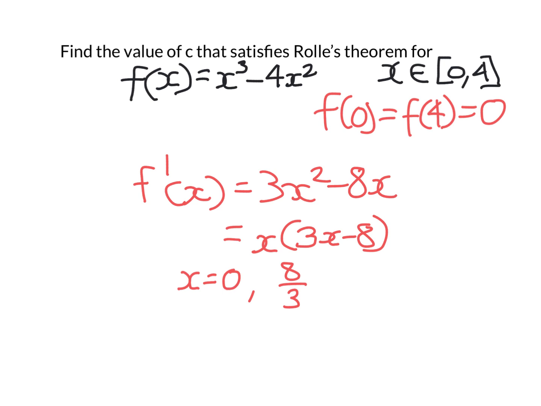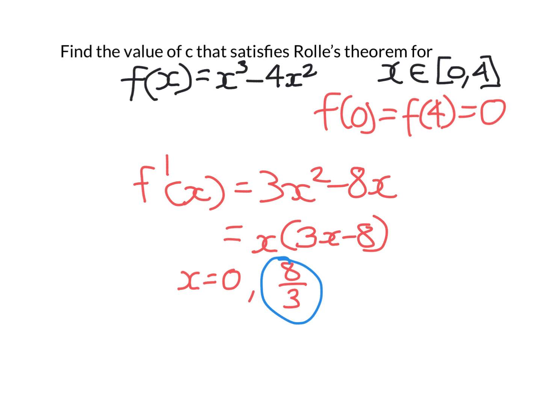So x equals 0 was one of the endpoints of the interval, so we're not including that because 0 is not really between 0 and 4. This is our value here. There will be a stationary point at this point, and that is the value of c that makes the equation on the first slide true.